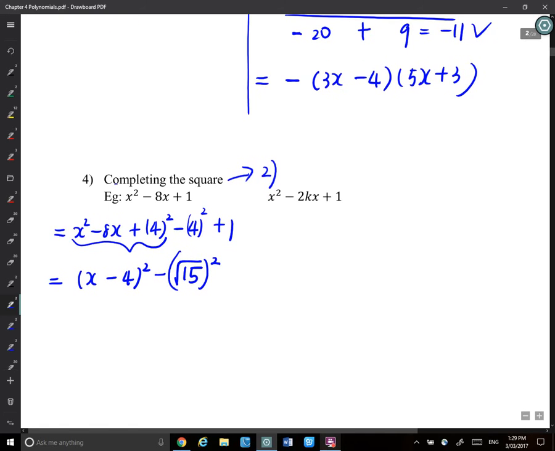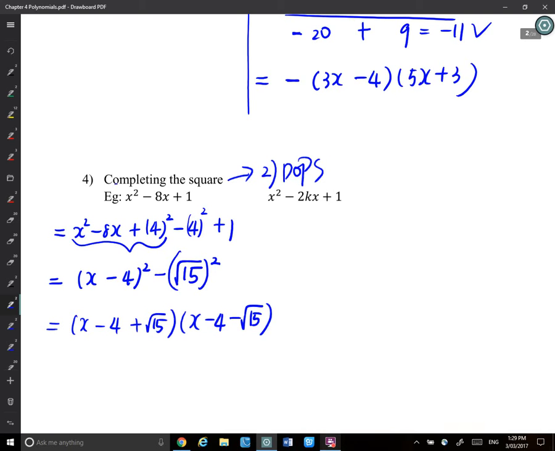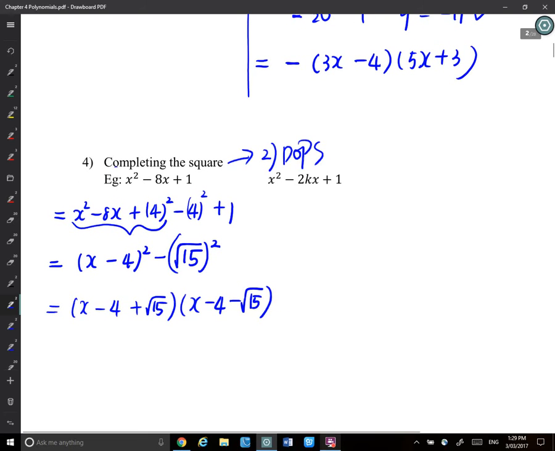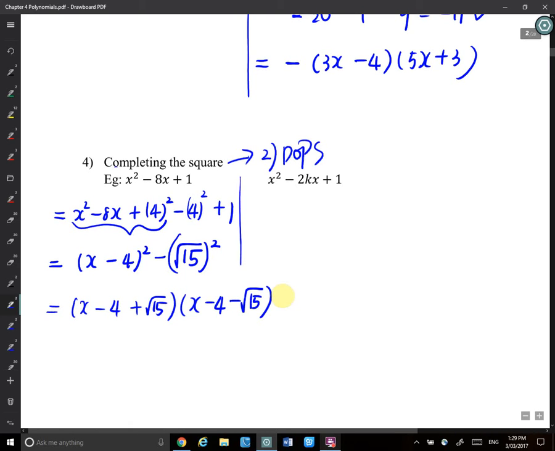Minus 15 can be written as a square root of 15 squared. So go back to number 2. It's x minus 4 plus root 15 and x minus 4 minus root 15. So it's 2 linear factors now.